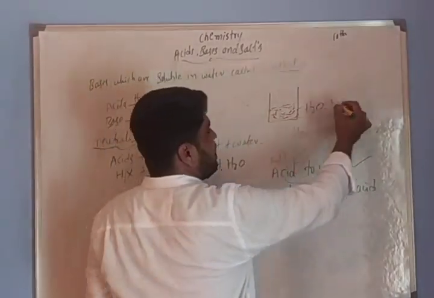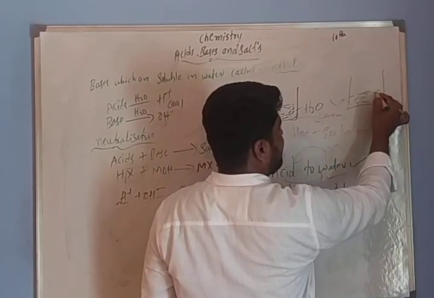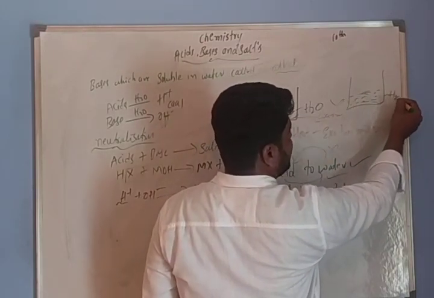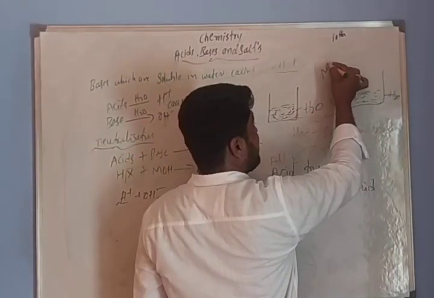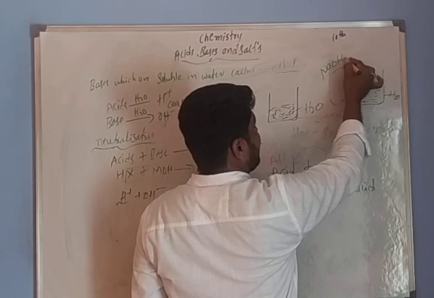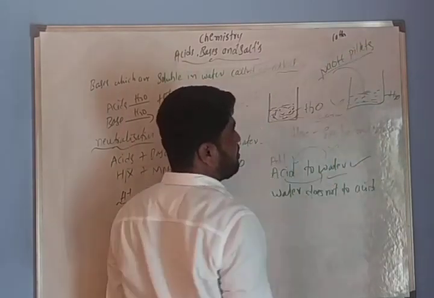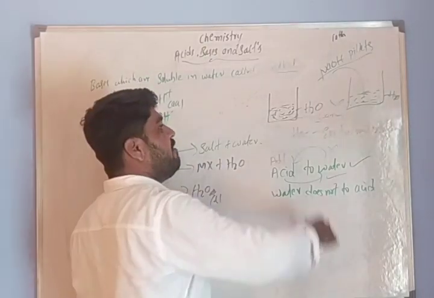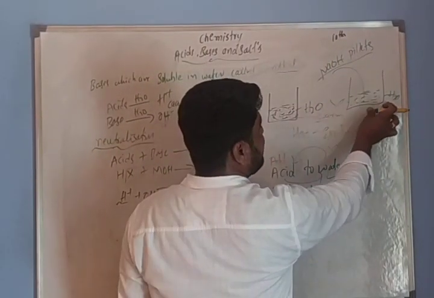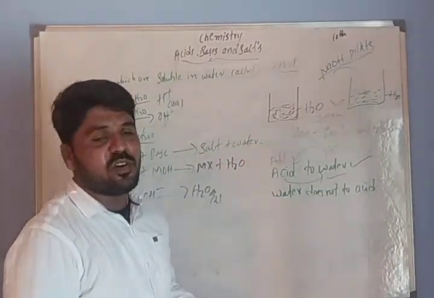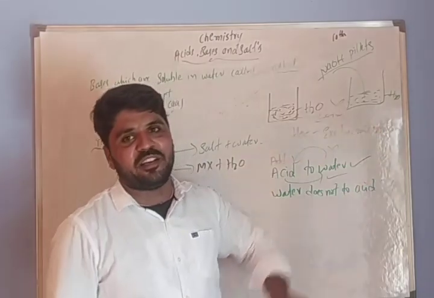One more example. I am taking one more beaker with water. In this beaker I am going to add NaOH, sodium hydroxide pellets. When you add these NaOH pellets and stir well, if you touch the beaker, this also produces heat. That's why this is also an example of an exothermic reaction.